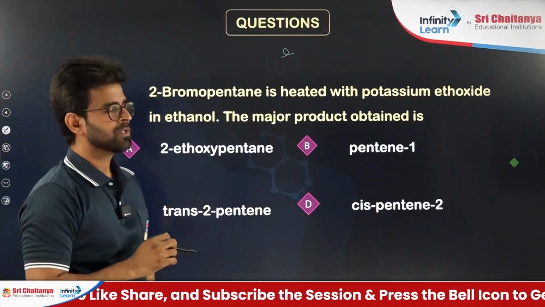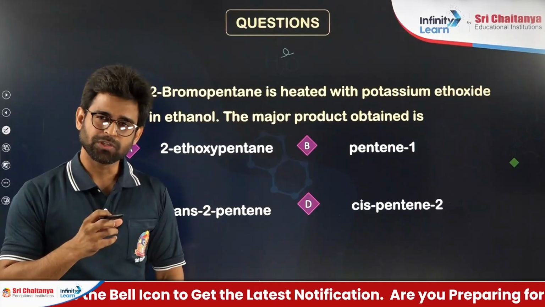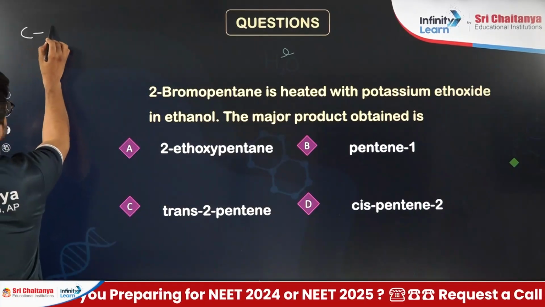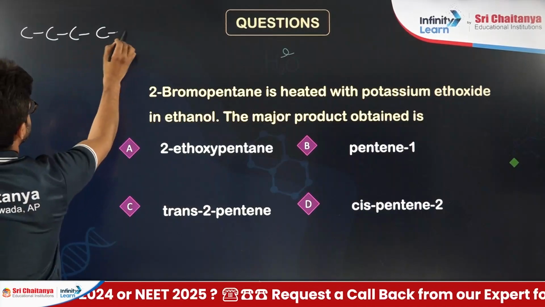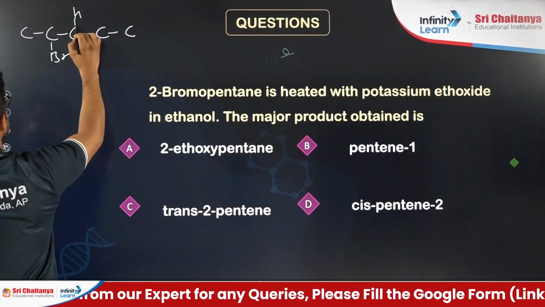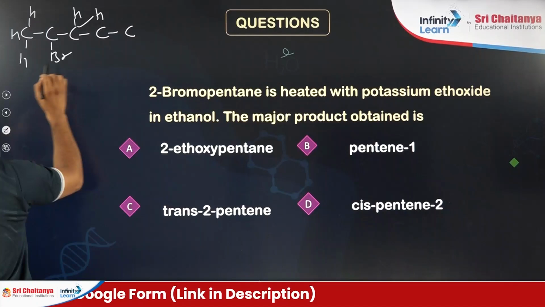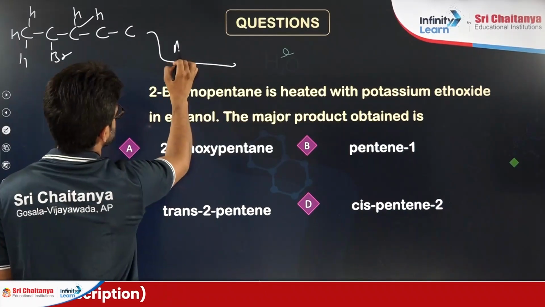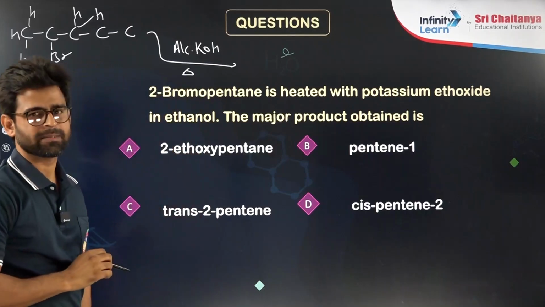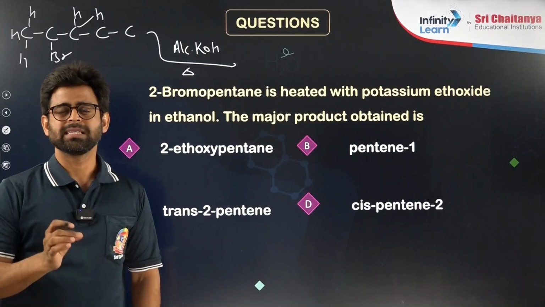The next one is 2-bromopentane heated with potassium ethoxide. So this question is related to elimination reactions, right? If I have 2-bromopentane, how many hydrogens does this carbon have? This carbon has 2 hydrogens and this carbon has 3 hydrogens. Alcoholic KOH is given, so definitely there is a chance of E2 mechanism.